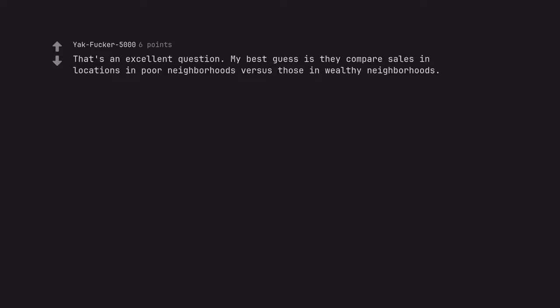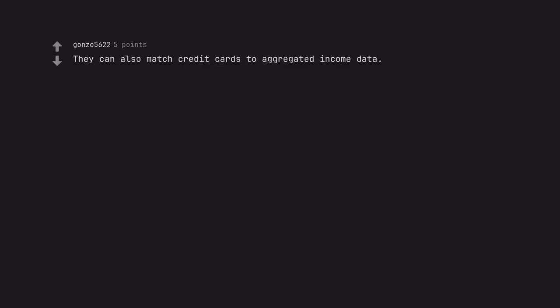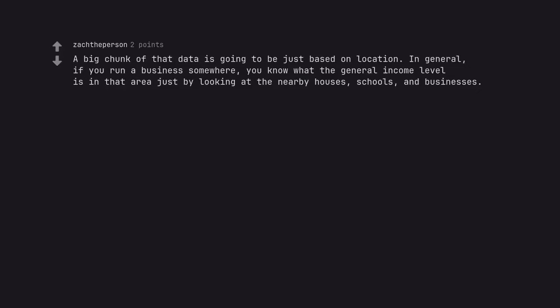That's an excellent question. My best guess is they compare sales in locations in poor neighborhoods versus those in wealthy neighborhoods. They can also match credit cards to aggregated income data. A big chunk of that data is going to be just based on location.